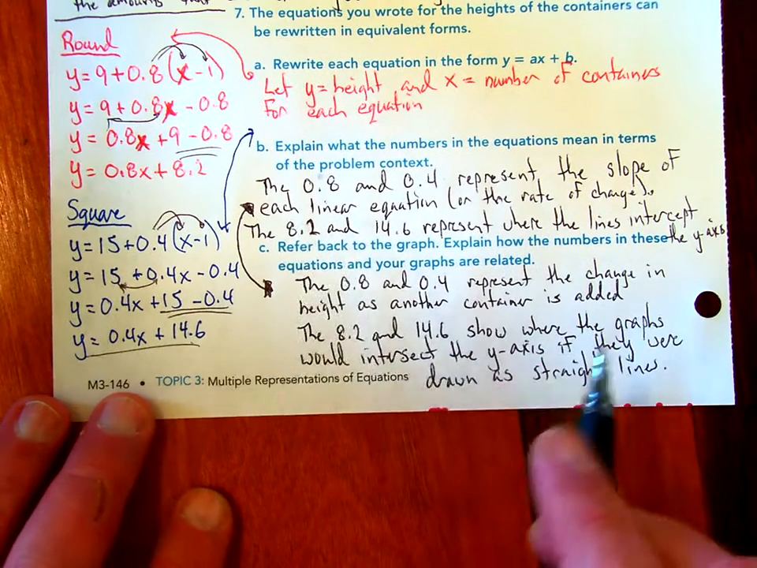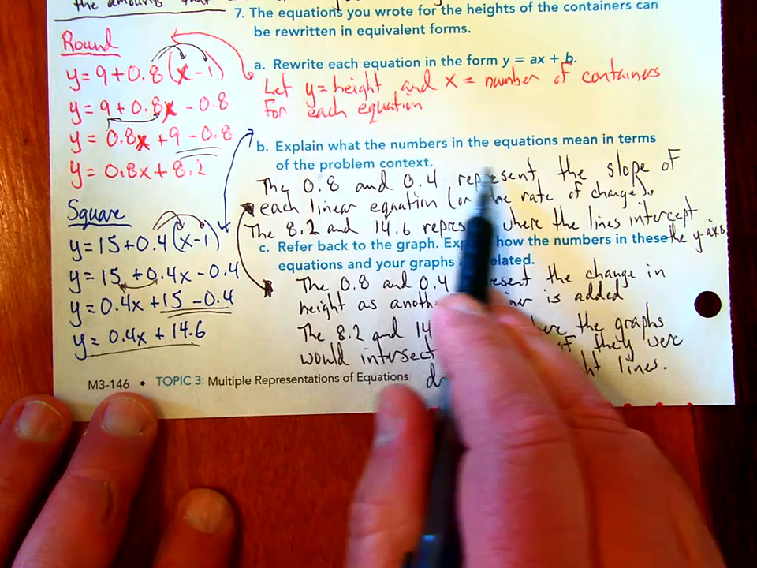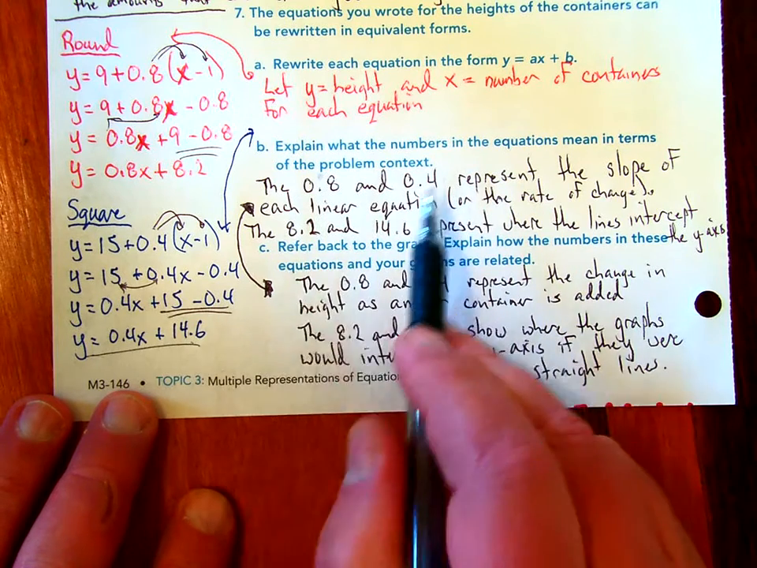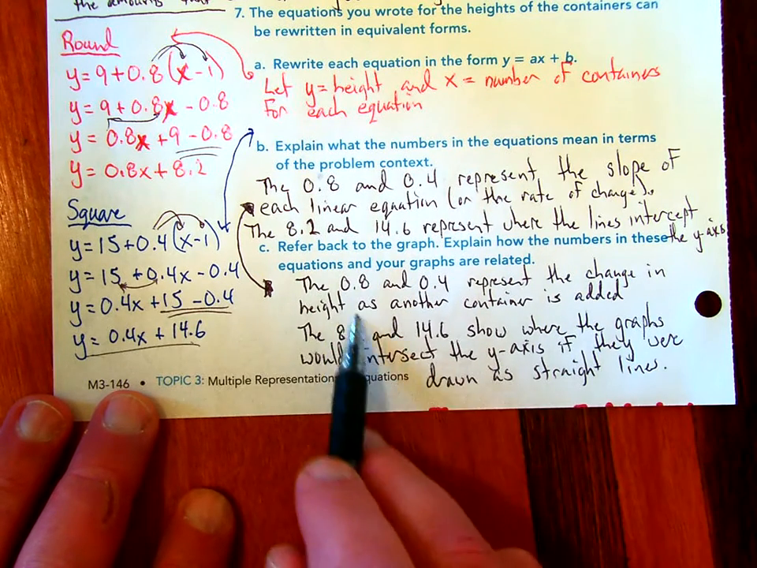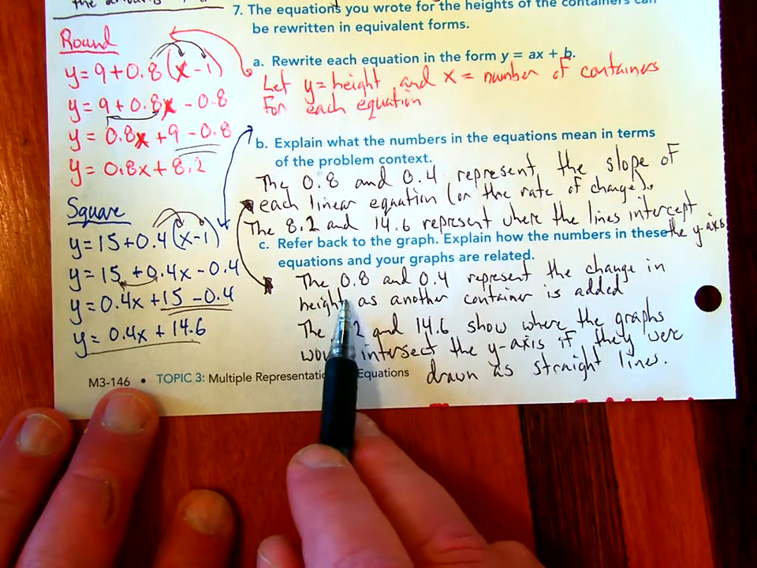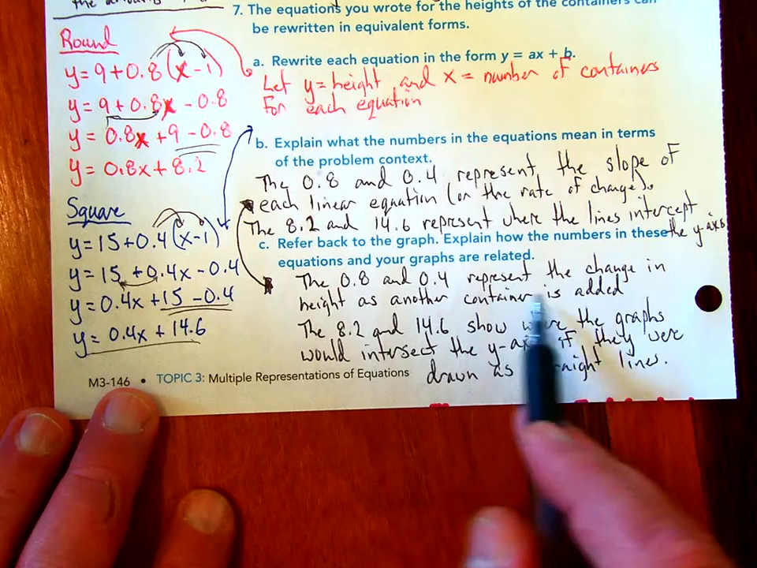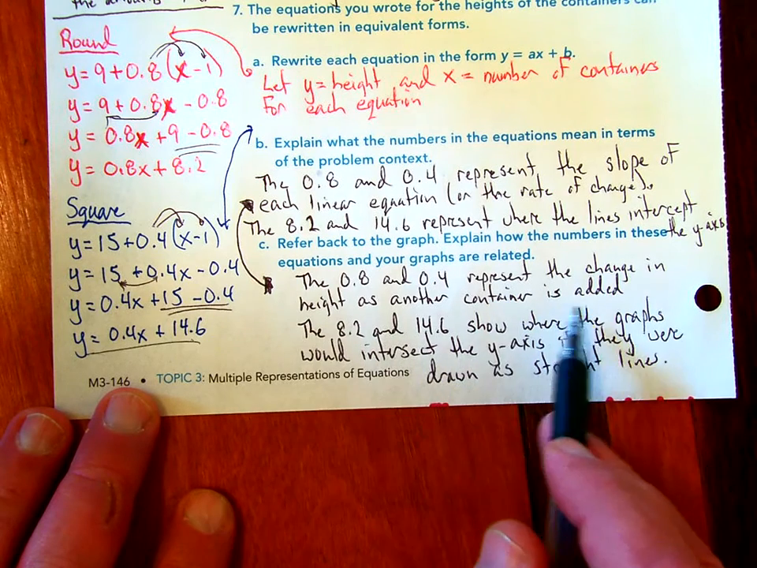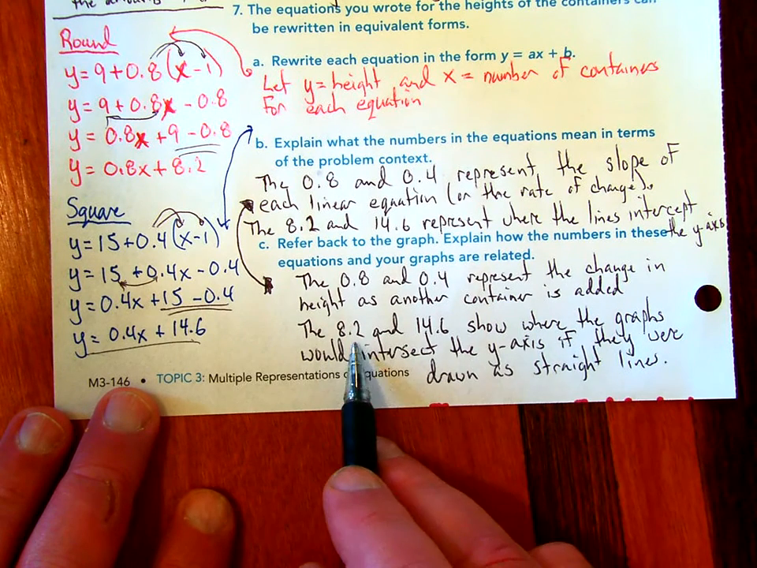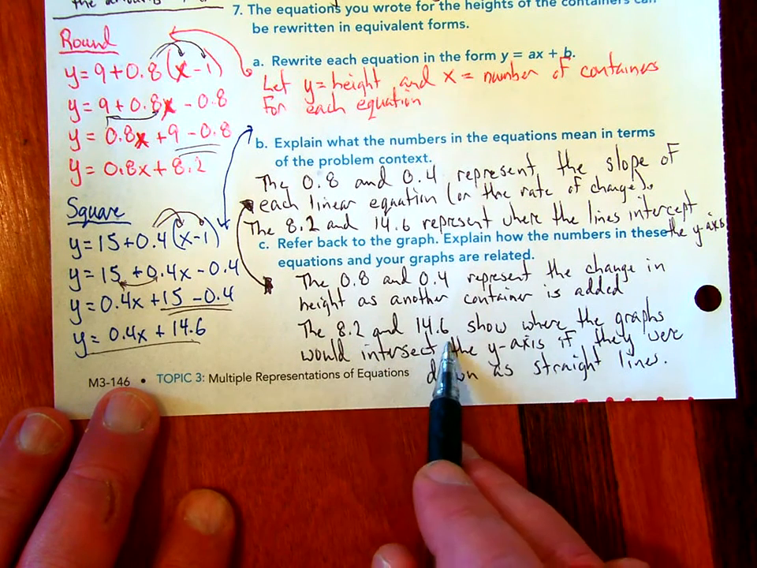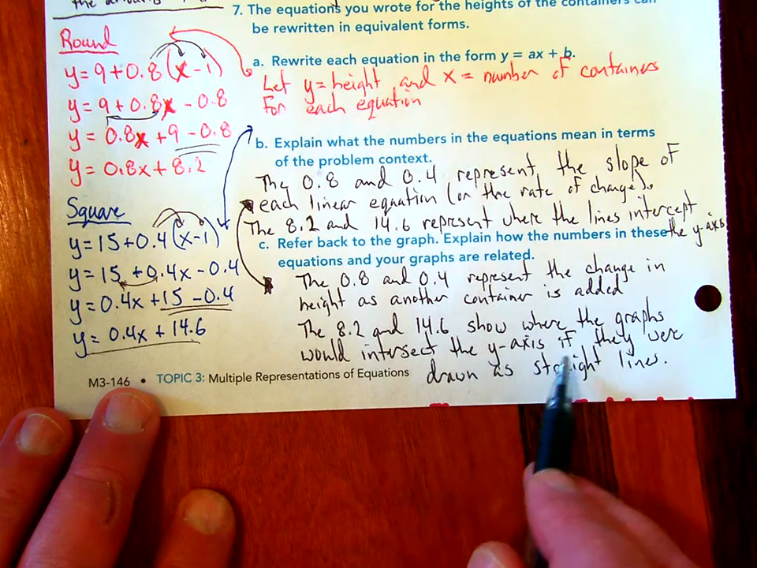Explain what the numbers in the equations mean in terms of problem context. I actually answered that one down here. The 0.8 and 0.4 represent the change in height as another container is added. The 8.2 and 14.6 show where the graphs would intersect the y-axis if they were drawn as a straight line.